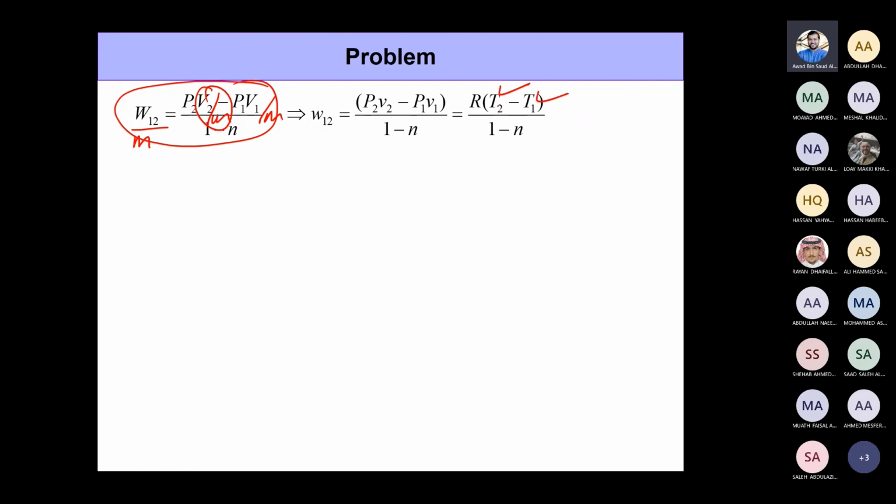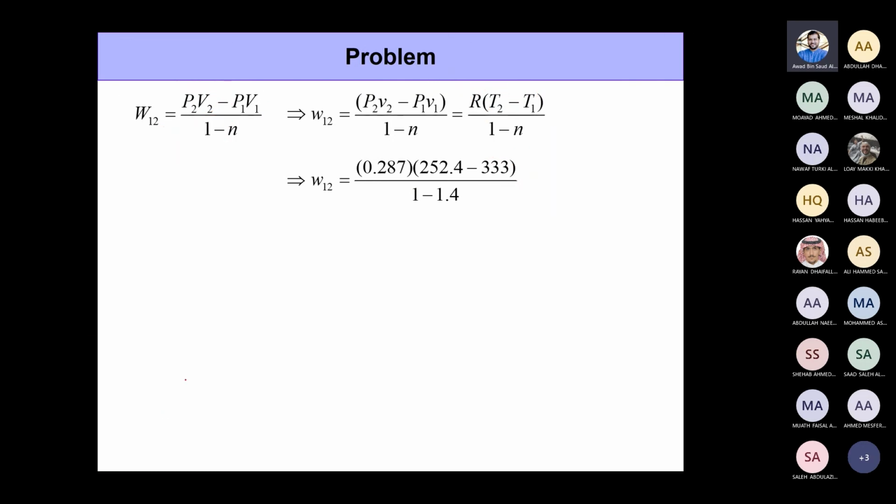We have T2, we have T1, R you can get for air. We know how to get it. It's 8.314 by the molar mass of air, 28.97. So we have n already provided. We can just calculate it using the formula right there, and complete the solution. So this would be the end of the problem.